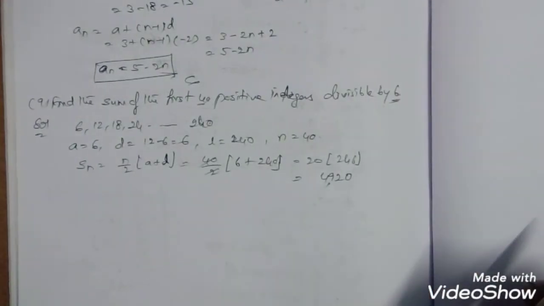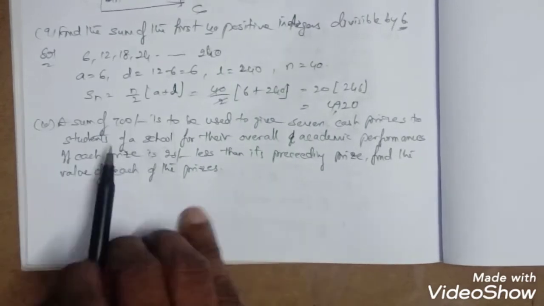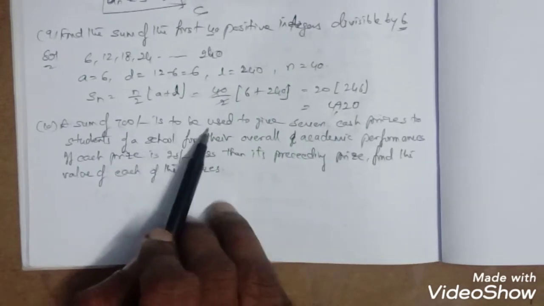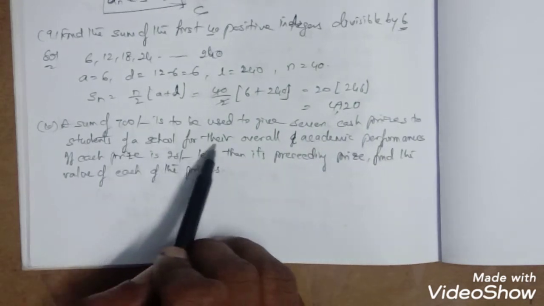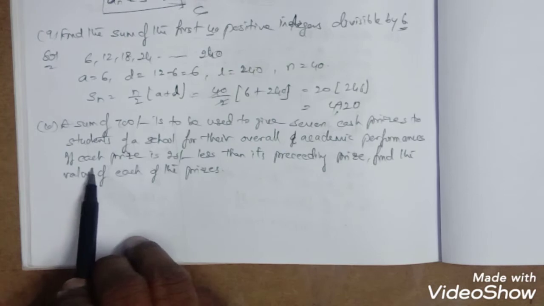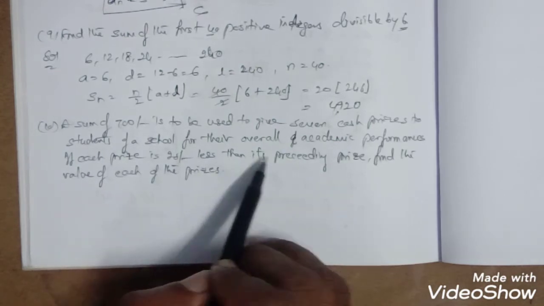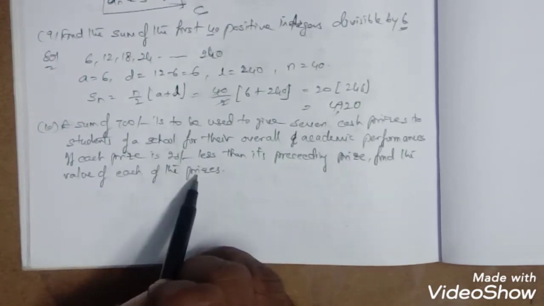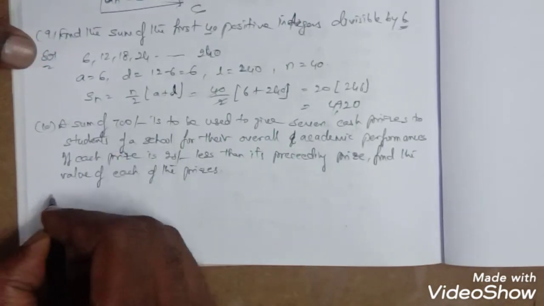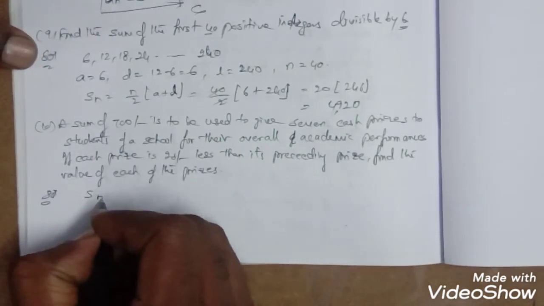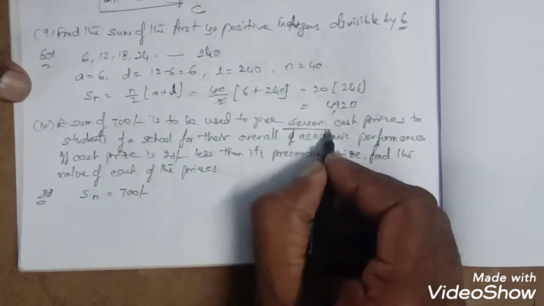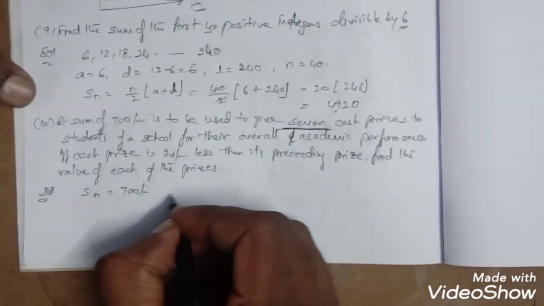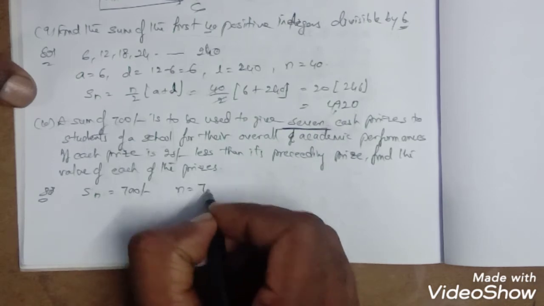4920 is your answer. Okay, so next question is, a sum of 700 rupees is to be used to give 7 cash prizes to the students of a school for their overall academic performance. If each prize is 20 rupees less than its preceding prize, find the value of each of the prizes. So here total means Sn is given as 700 rupees, right? The total value of the cash prizes is 700 rupees. So here how many cash prizes have they given? 7 cash prizes, means n is equal to 7, right?